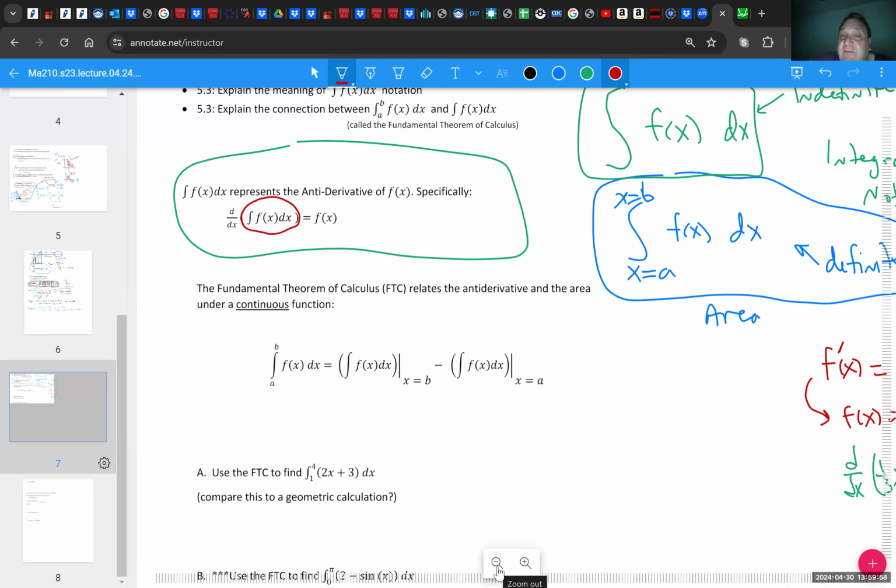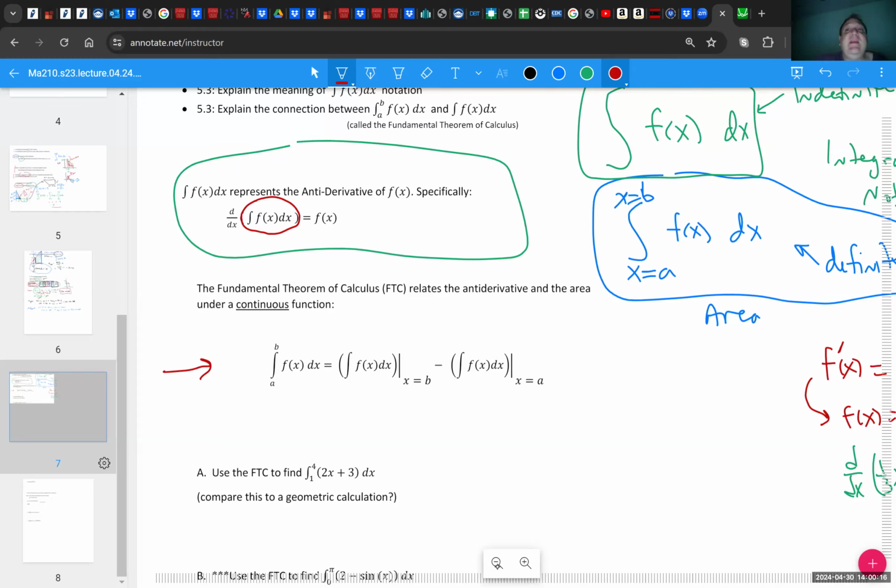And that is called the fundamental theorem of calculus. I'll show you what that looks like right down here. It basically says that you can calculate the exact area by using the antiderivative. And that's why they end up using the same notation and the same language, because really they're completely connected.